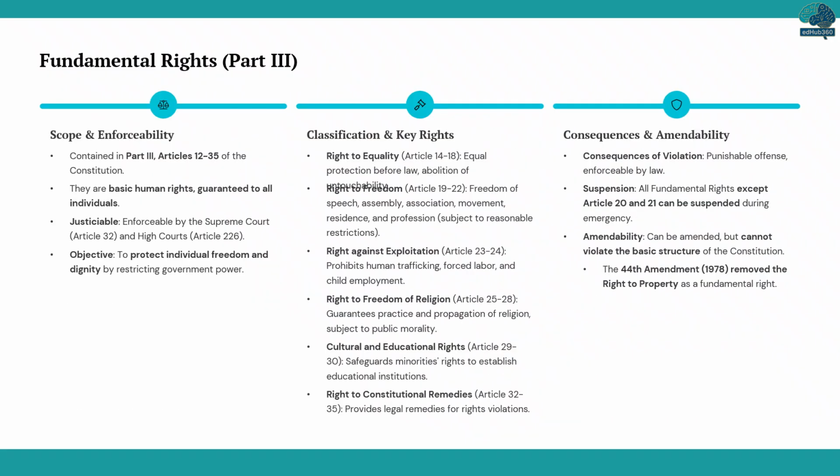Now let's turn our attention to fundamental rights, found in Part 3, Articles 12 to 35 of the Constitution. These are the basic human rights guaranteed to all individuals in India. They are justiciable, meaning you can directly enforce them in the Supreme Court under Article 32, or in high courts under Article 226. Their main purpose is to protect individual freedom and dignity by placing limits on government power.